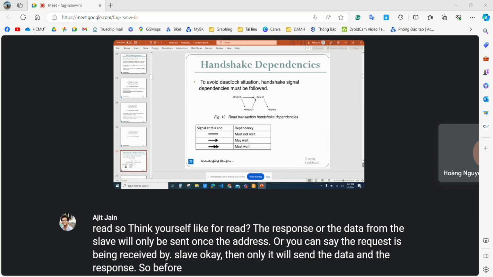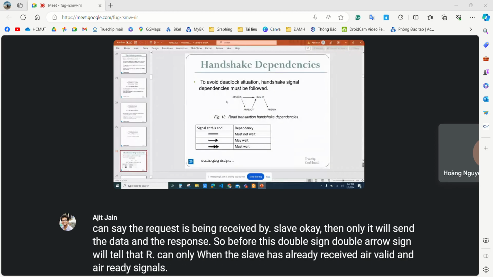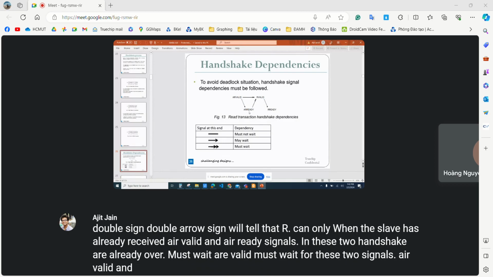Before this, the specification tells us that R valid can only come when the slave has already received AR valid and AR ready. I mean, these two handshakes are already over. R valid must wait for these two signals, AR valid and AR ready.